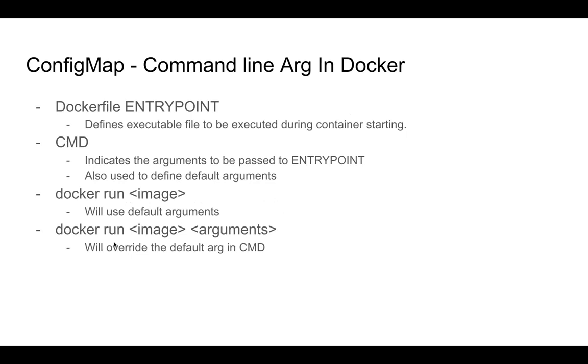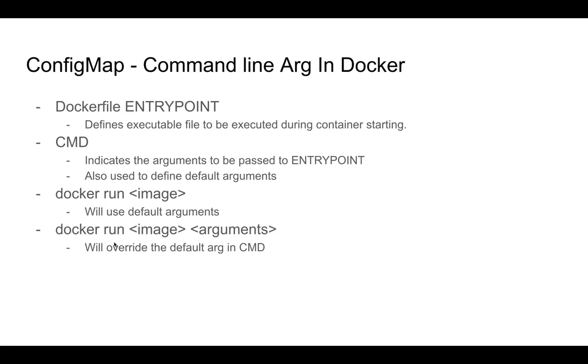Now, what is the Docker entry point? You would have seen this in the Docker intro also. The entry point defines the executable files to be executed during container start. So when the container is starting, this is a shell script or whatever. In Windows, possibly it could be an exe also, but mostly for Linux it could be a shell script. That needs to be executed while the container is starting. Now the CMD option in the Dockerfile indicates the arguments to be passed to the entry point, because the entry point might need to take some arguments. So you can pass that argument in the CMD, and you can define the default arguments here.